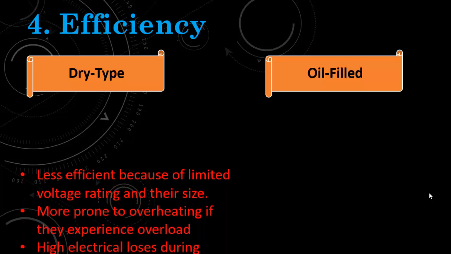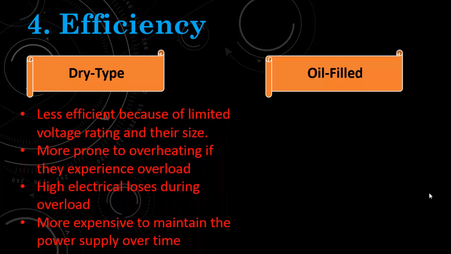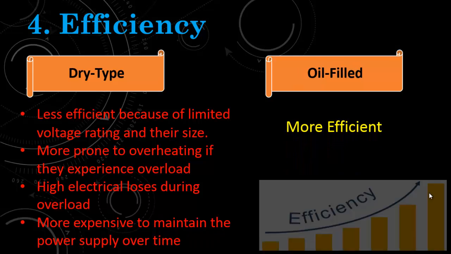The dry type transformer are less efficient because of very limited voltage ratings and their size. Also, they are more prone to overheating if they experience overload, and because of this, they have high electrical losses. And this dry type transformer is more expensive to maintain the power supply over time, whereas the oil filled transformer is more efficient.